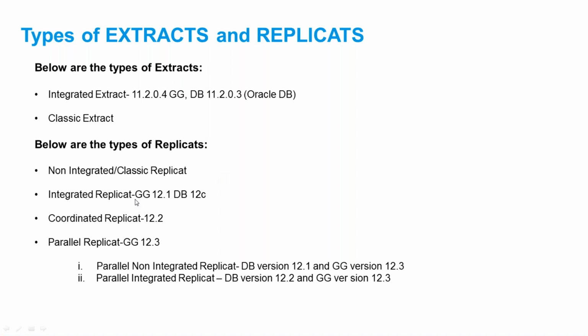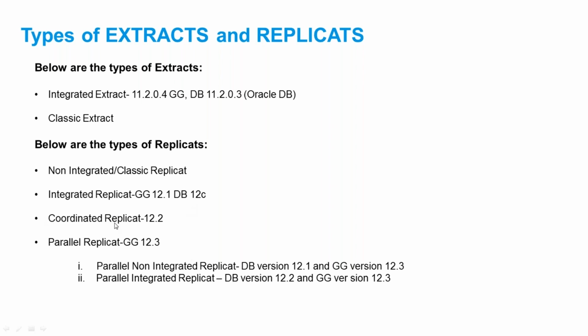Now you have integrated replicat, which is available from Golden Gate 12.1, and the database version needs to be 12c. So if your database version is 11g and Golden Gate 12c, you cannot configure integrated replicat. For integrated replicat to work, your Golden Gate version should be 12.1 and database version should be 12c.